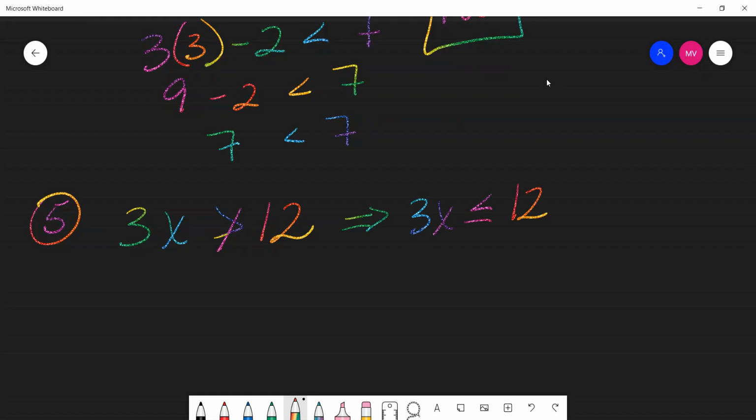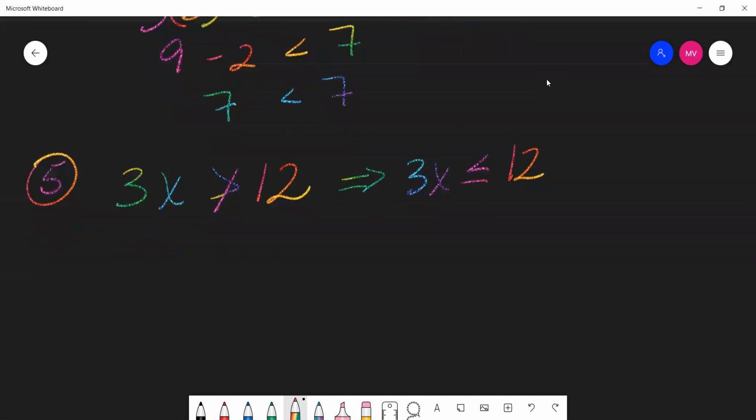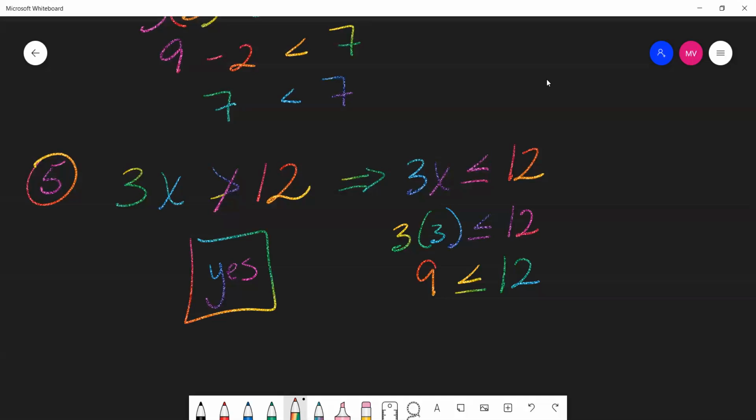Now I need to plug in the value of 3 for the variable x and solve it to determine if it's a true statement. So 3 times 3 less than or equal to 12. We know 3 times 3 is 9. We also know that 9 is less than 12. So this is a true statement, which means yes, 3 is a solution to the inequality 3x is not greater than 12, because it's 9 and that is less than. So we're good.